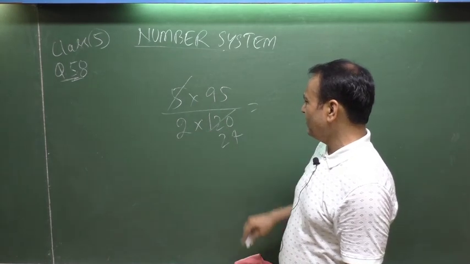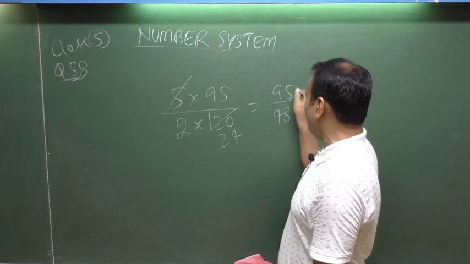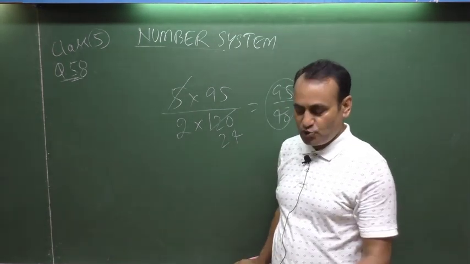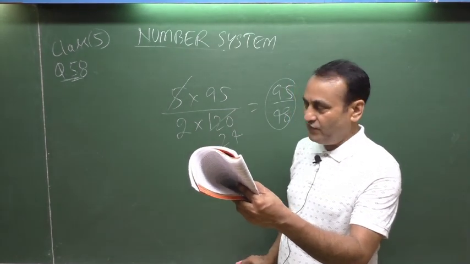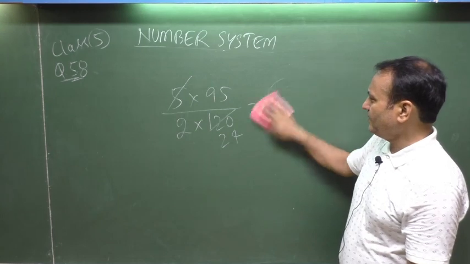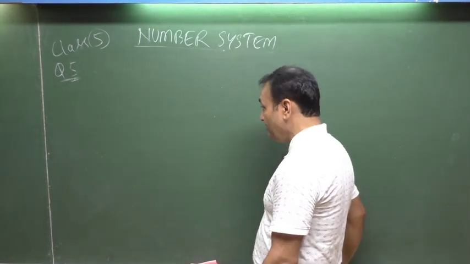Now 95 by 48, this is your final answer. Option D is the correct answer showing here. That means this is your final answer. Note down. Now come to question number 59.